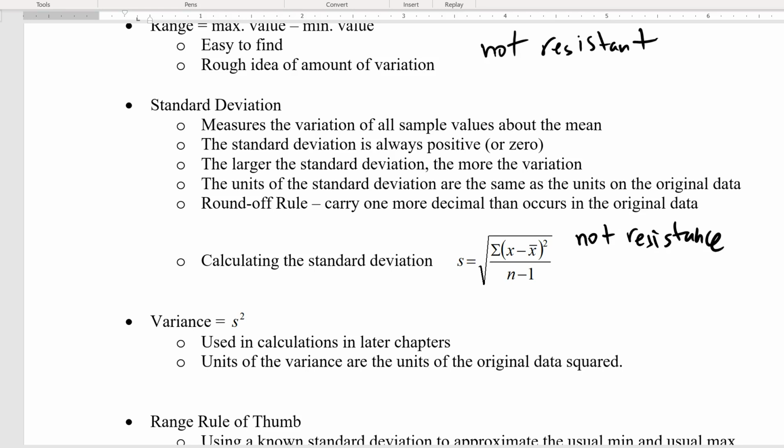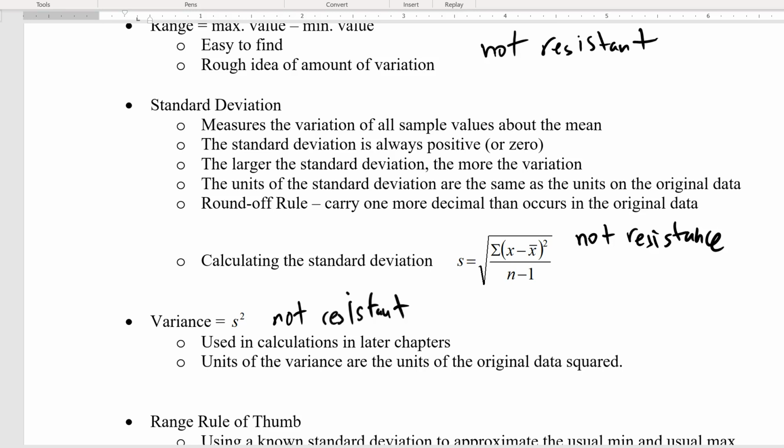When we're using the term variance, variance is taking that standard deviation and squaring it. So basically we go through the formula before we square root it. That is called the variance. That is also not resistant. So the idea is basically everything we're using in this section is going to be non-resistant. There are measures of spread that will be more resistant, but that's not what we're going to be focusing on in this section.